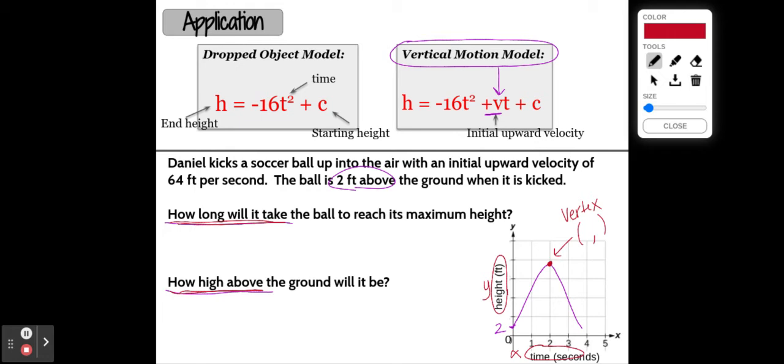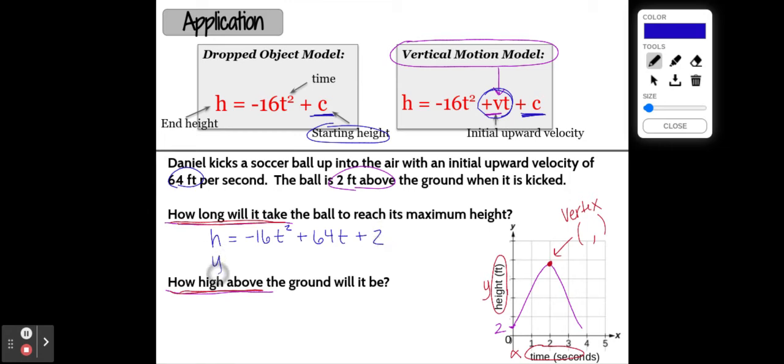So let's first start off by writing a quadratic equation using the vertical motion model. Okay, so I've got h equals negative 16 times time squared plus, now remember here I need to add my velocity. So velocity is 64 feet per second. So 64 times t plus, and then the c value here, if you look back at the dropped object model, remember the c value was the starting height. And so that starting height is 2. Okay, so here's my quadratic equation.